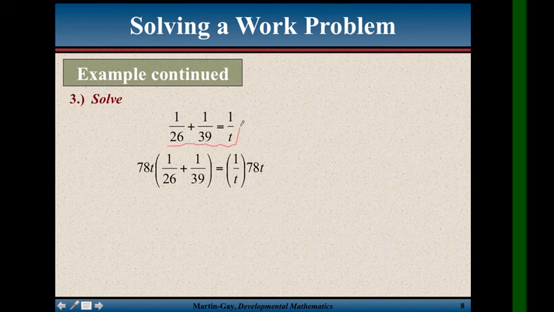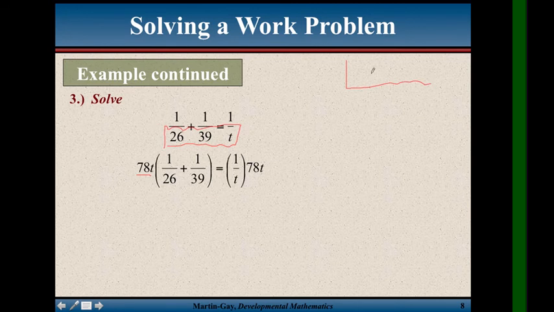Okay, so LCD of the denominators. Our denominators are 26, 39, and T. So wala na tayong choice sa T kasi isa lang siya, so we will put T here. So paano naman nakuha yung 78? Let's see.